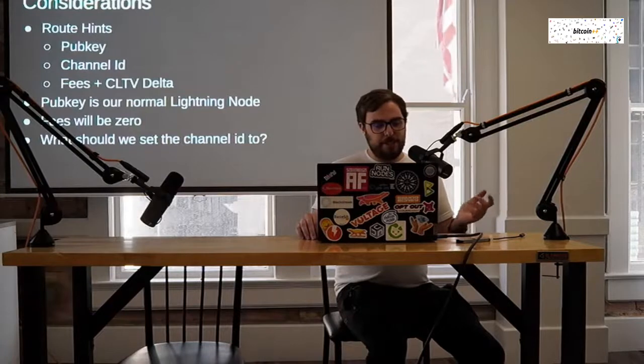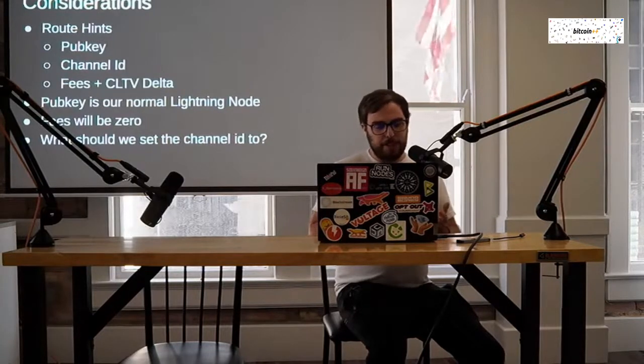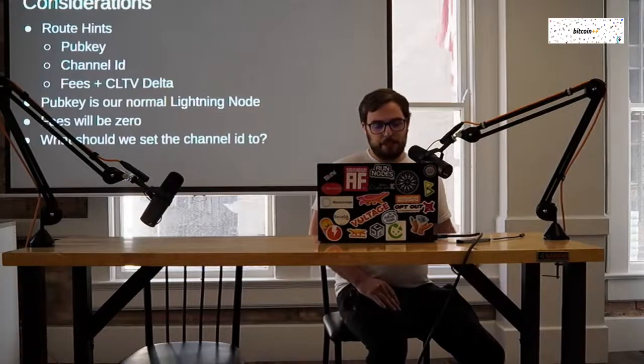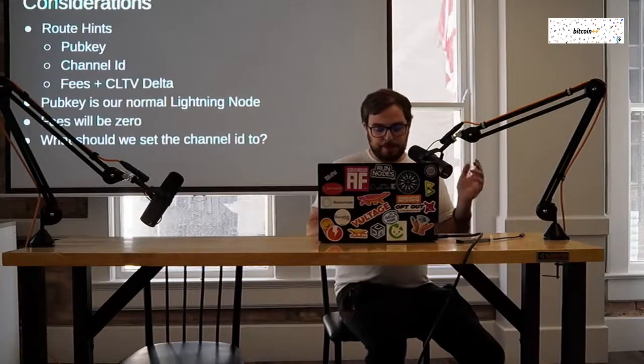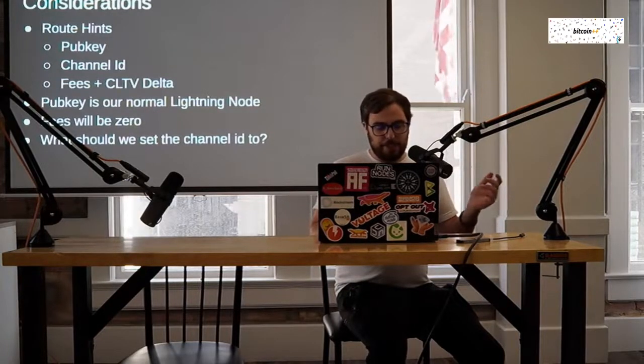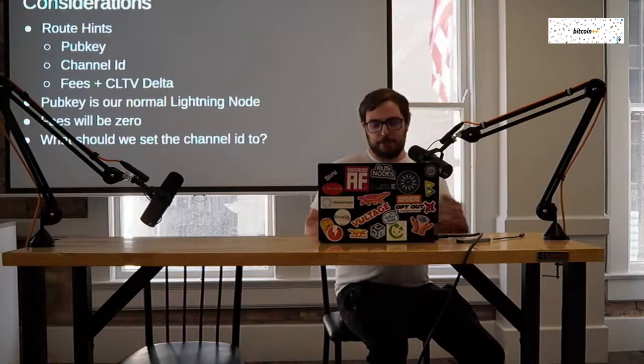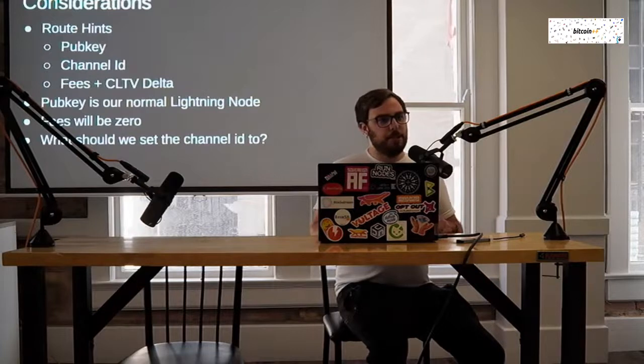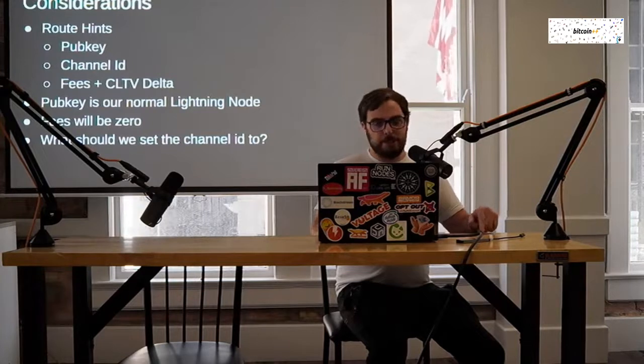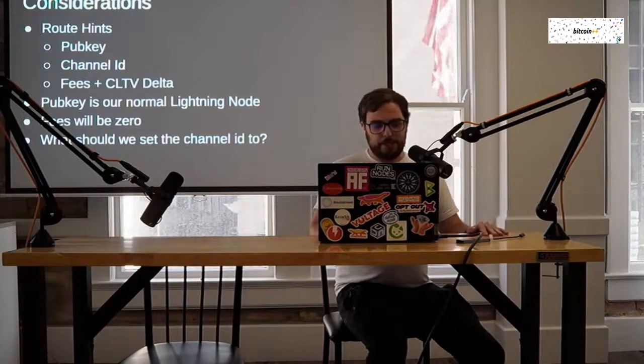Different considerations that I made: these route hints are comprised of three different things: pub key, channel ID, and fees. The pub key we have to just leave as our normal Lightning node. The fees we set to 0 because it's not a real channel. But the channel ID is actually something that we can change. You could just put a random number, but the problem is that channel ID could be looked up, and they'd see that this actually isn't a real UTXO, so they know that you're using something like this.